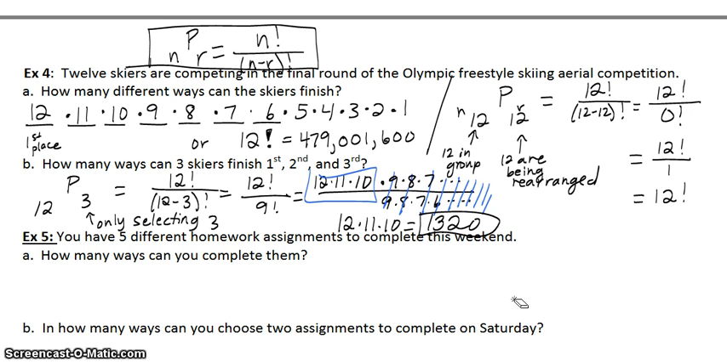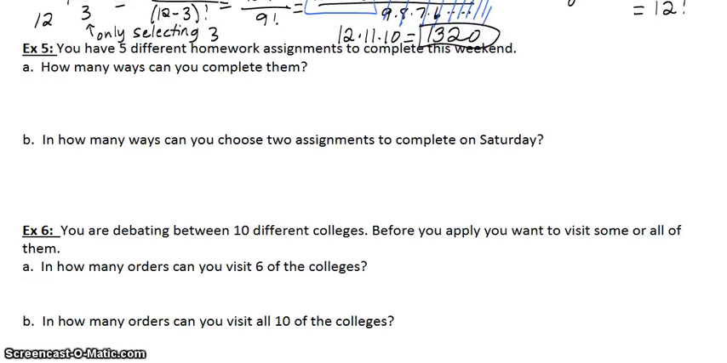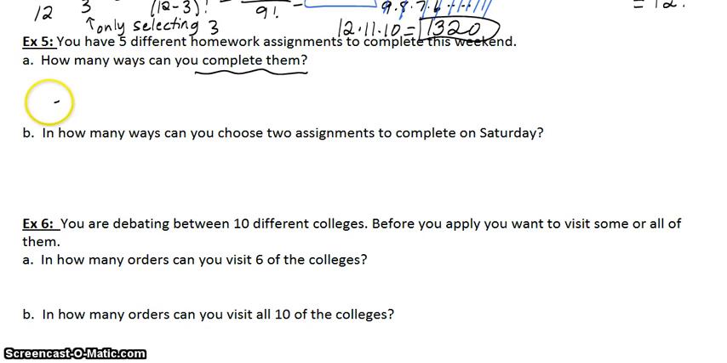Let's do another example. Example 5. You have 5 different homework assignments to complete this weekend. The question is, how many ways can you complete them? So when they say something like this, they're talking about us taking 5 assignments. I am going to select all 5 and rearrange them. Alternatively, if you look at part B, how many ways can you choose 2 assignments to complete on Saturday, out of the 5 assignments, now I'm only selecting 2. So hopefully you see the difference. Here I'm rearranging all of them. Here I'm only going to select 2 of them and rearrange them.